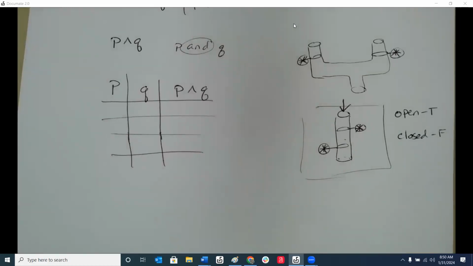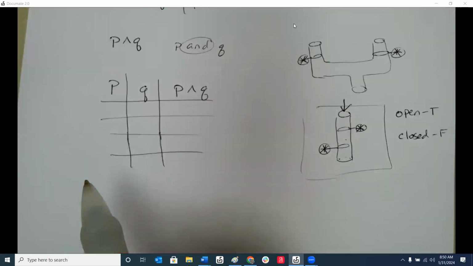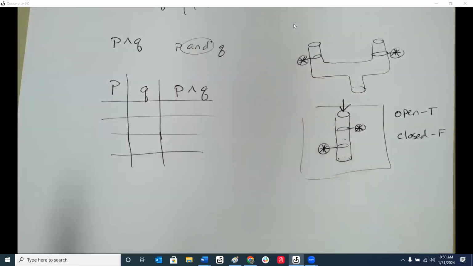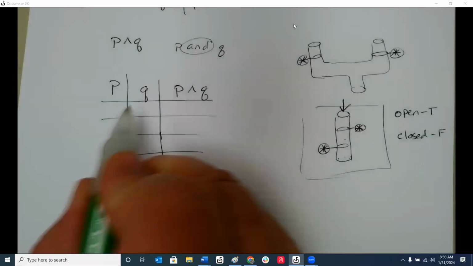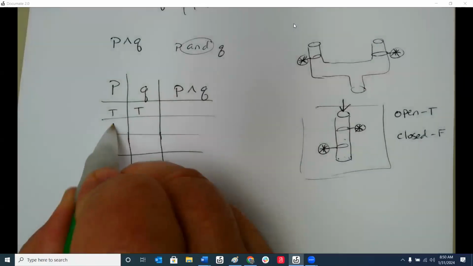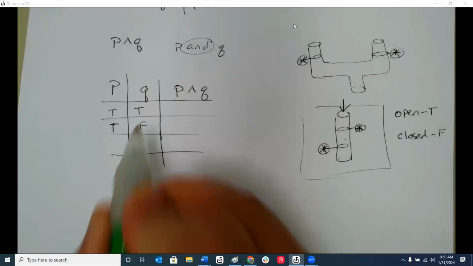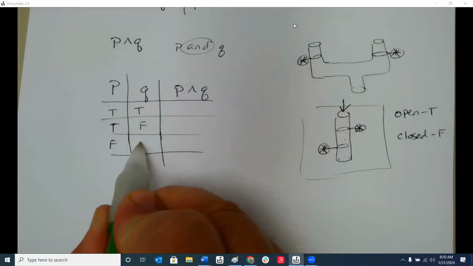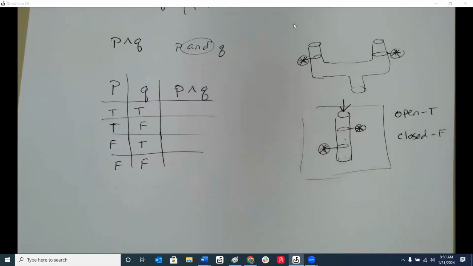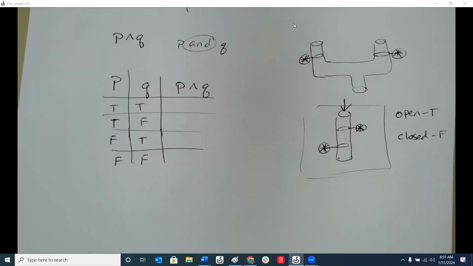How many possibilities are there of P and Q? How many combinations can you make? Remember, they could be either true or false. They could both be true. We can have true, false, false, true, or false, false. Those are all the possible outcomes that you can have with binary conditions.